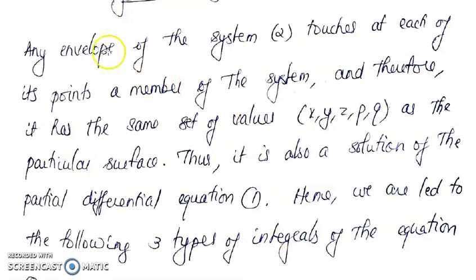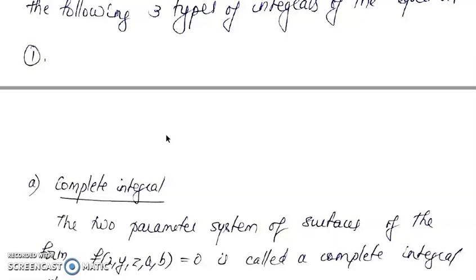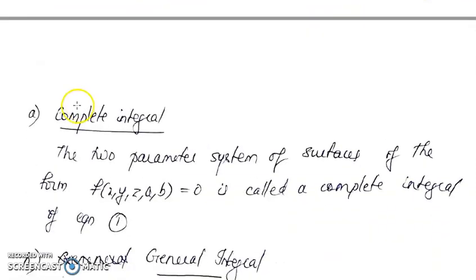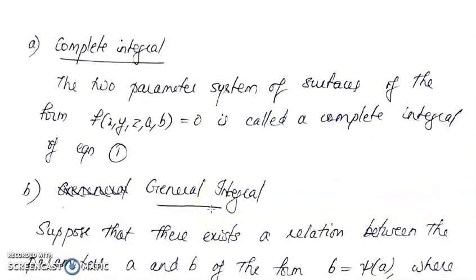The different types of solutions are obtained as envelopes of the system f of x, y, z, a, b equal to 0. So we'll define the first type of solution. The first type of solution of a nonlinear PDE is called a complete integral. The complete integral is a solution of the form f of x, y, z, a, b equal to 0. A 2-parameter system of surfaces f of x, y, z, a, b equal to 0 which satisfies a given PDE is called a complete integral of the PDE.